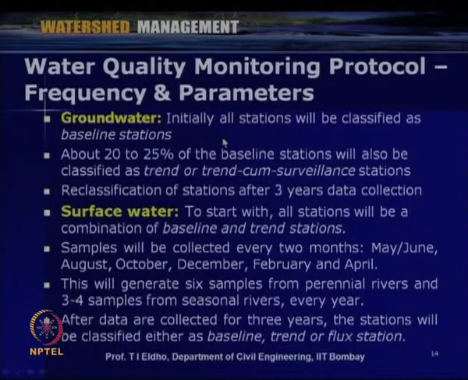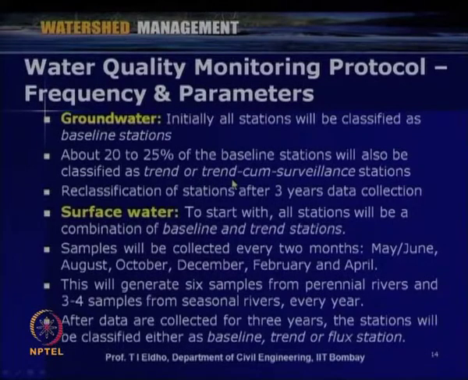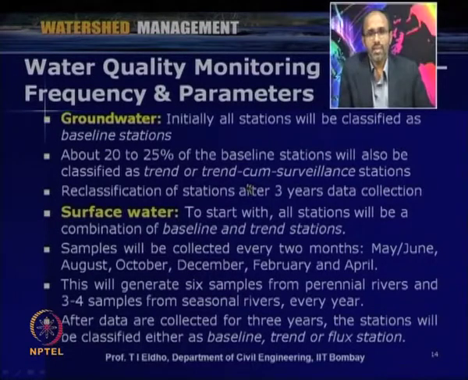Say for example, if groundwater is concerned, initially all stations will be classified as baseline stations. As far as groundwater is concerned, we may collect the samples from dug wells or bore wells or very deep tube wells, and initially we keep these stations as baseline stations, and about 20 to 25% of these baseline stations will also be classified as trend cum surveillance stations. So in about one quarter of the baseline stations, we take the samples very frequently and monitor in a very systematic way, so that we can identify the trend of the water quality. With these stations we can call them trend cum surveillance stations.